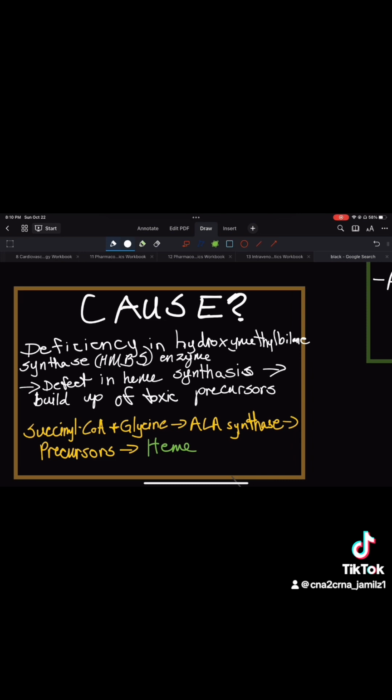At the bottom is a very simplified pathway for heme synthesis. Note where the ALA synthase enzyme is located, because this is an important part of the management of this disorder.